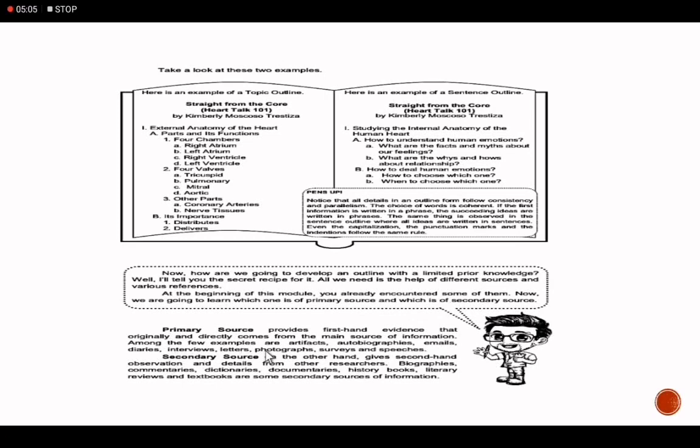When we say secondary source, these are second-hand observation and details from other researchers. Biographies, commentaries, dictionaries, documentaries, history books, literary reviews and textbooks are some secondary sources of information. It is clear then that for our sources of information, we have two, primary and secondary. Primary, our main source of information. Secondary, or second-hand observation from other researchers.